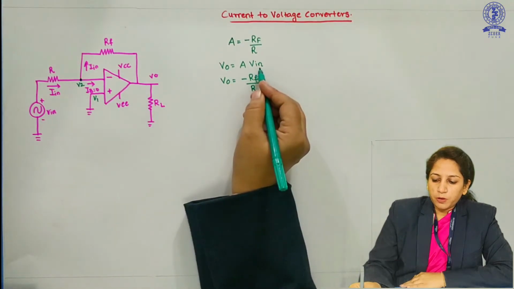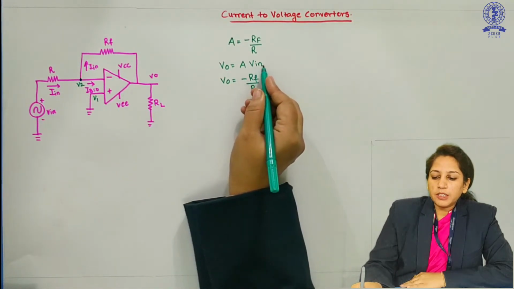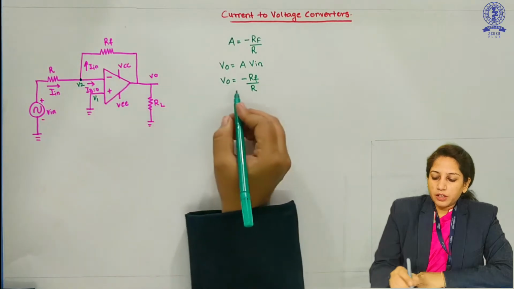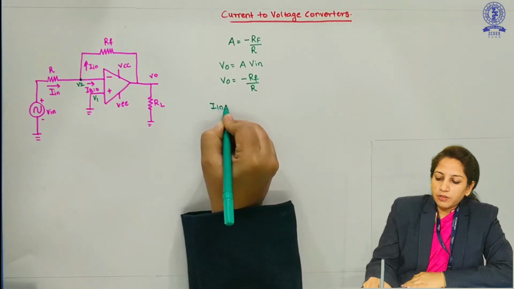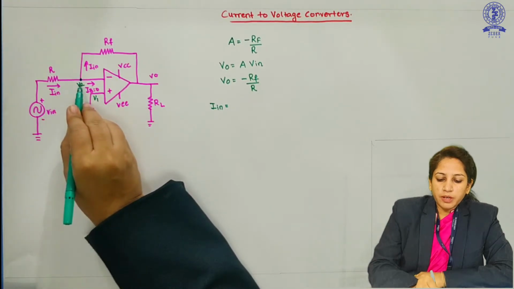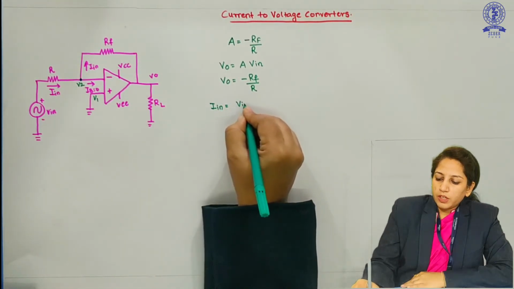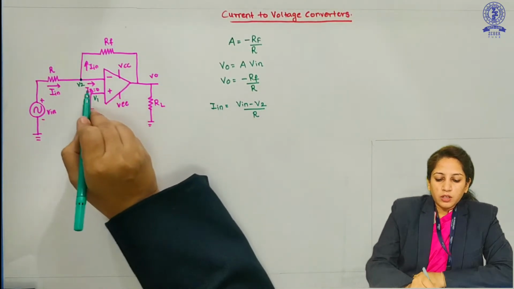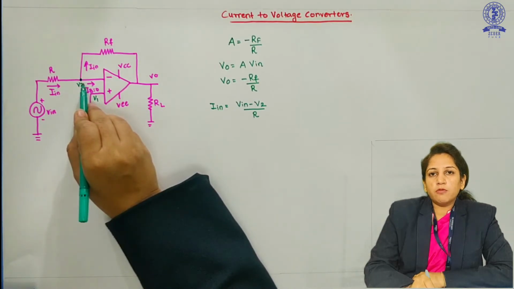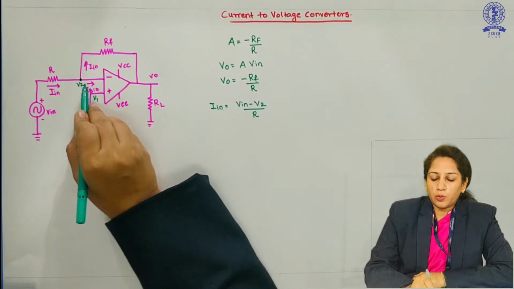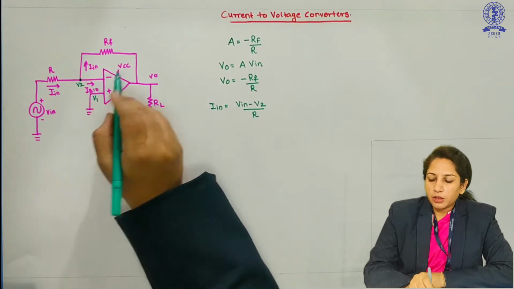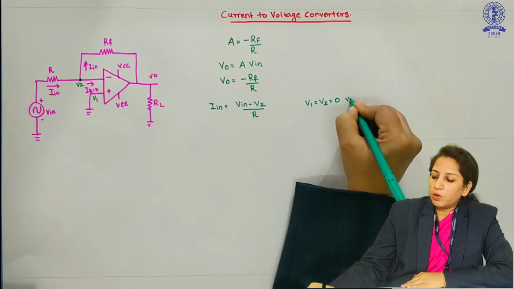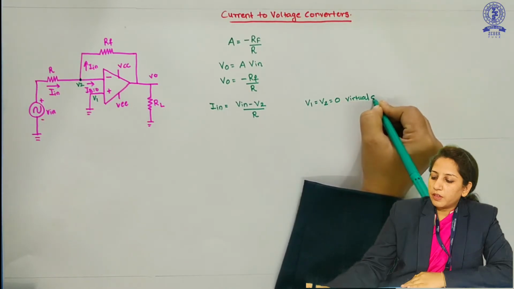Now we will find the value of V in with respect to current. This is the input current I in, and to derive it, I in will be V in minus V2 upon R. And we know that V1 and V2 are considered equal to 0 because of virtual ground, because this is an inverting amplifier circuit. So my V1 will be equal to V2, which will be equal to 0 because of the virtual ground concept.